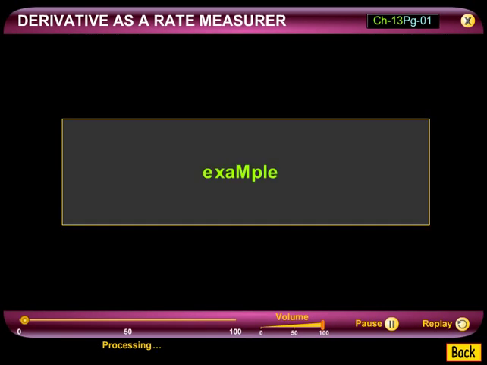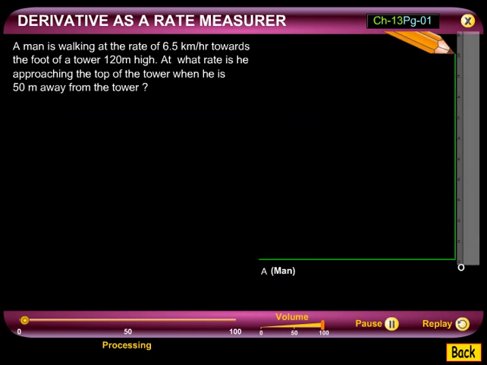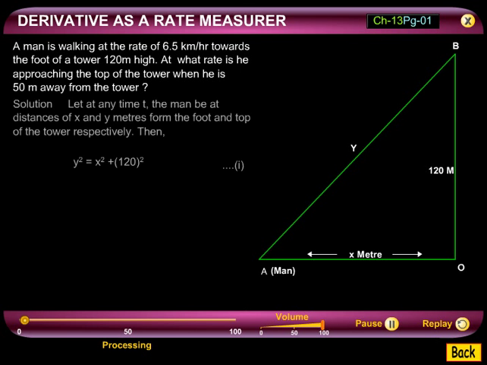Example: a man is walking at the rate of 6.5 kilometers per hour towards the foot of a tower 120 meters in height. At what rate is he approaching the top of the tower when he is 50 meters away from the tower? Solution: let at any time t the man be at a distance of x and y meters from the foot and top of the tower respectively.